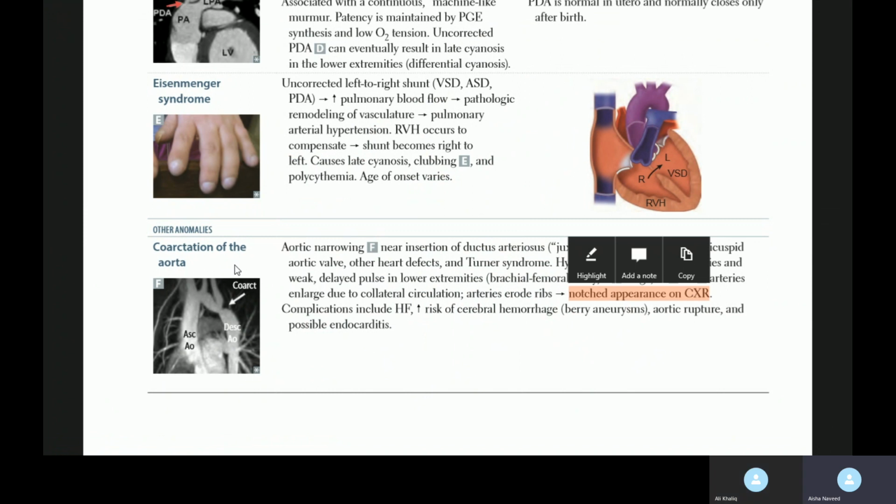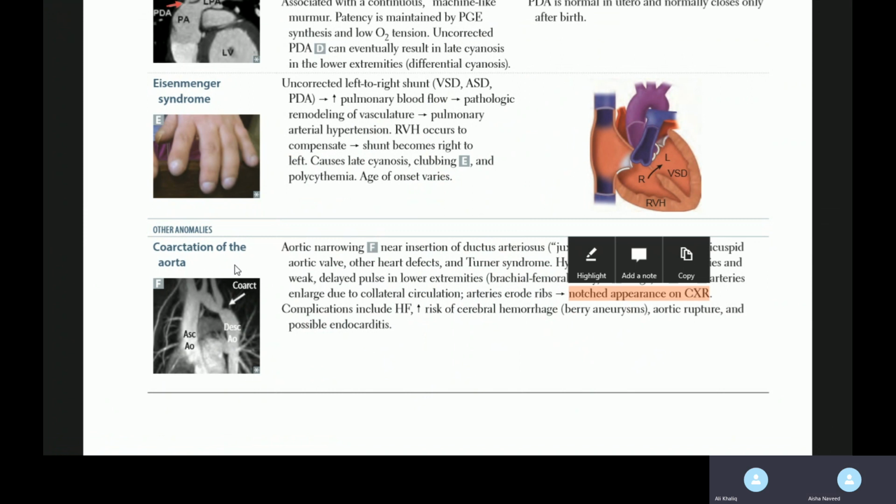Question: increased risk of cerebral hemorrhage. Since you already have increased hypertension in your upper portion, there's increased pressure in your brain too, and that could lead to hemorrhage. Like hypertension is the cause of hemorrhagic stroke in any other patient. Same reasoning.